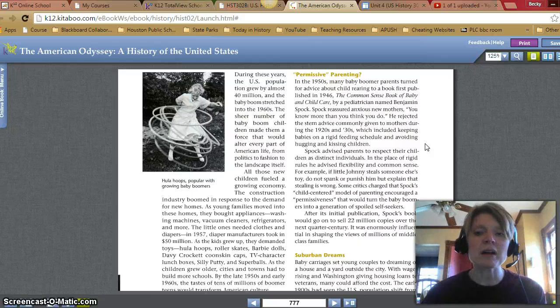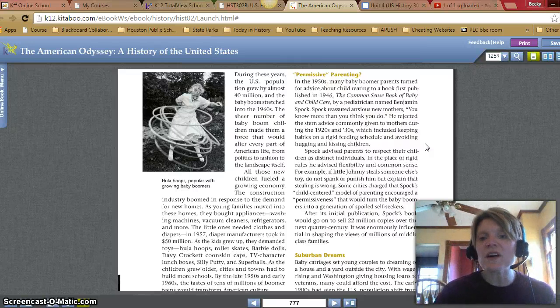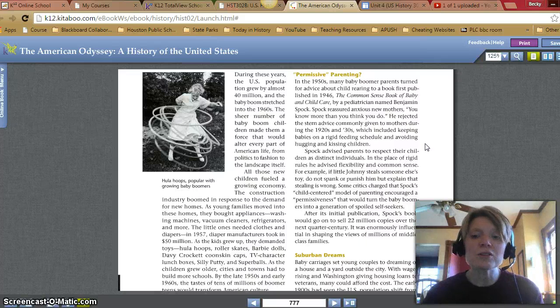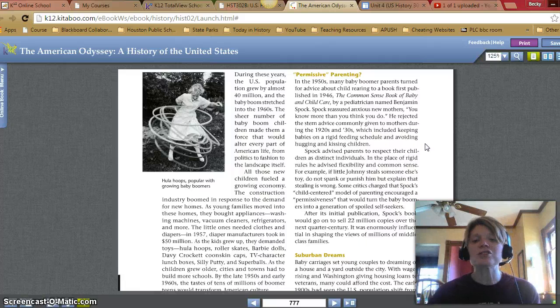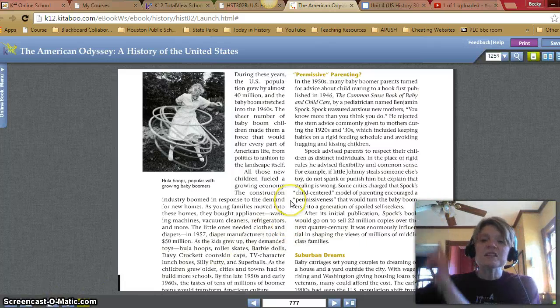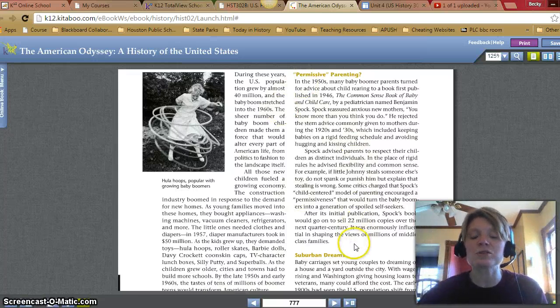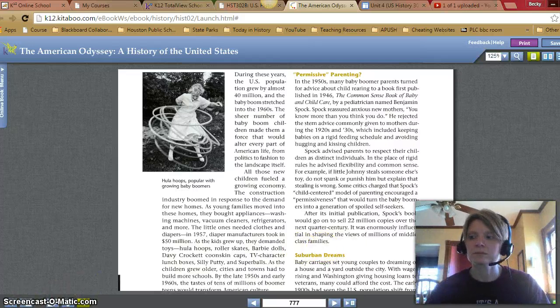Spock advised parents to respect their children as distinct individuals. In place of rigid rules, he advised flexibility and common sense. For example, if little Johnny steals someone else's toy, do not spank or punish him, but explain that stealing is wrong. Some critics charge that Spock's child-centered model of parenting encouraged a permissiveness that would turn the baby boomers into a generation of spoiled self-seekers. After its initial publication, Spock's book would go on to sell 22 million copies over the next quarter century. It was enormously influential in shaping the views of millions of middle-class families.